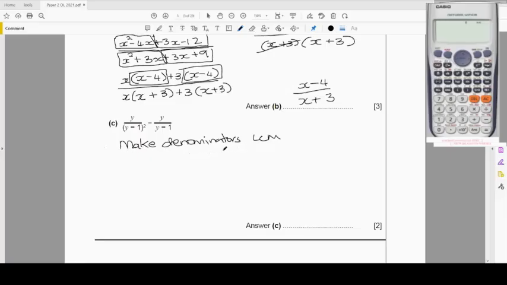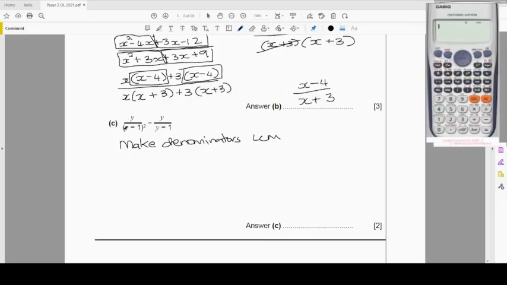Now, of course, when you're answering this question paper during the exam, you don't need to state that I'm going to make the denominators the same. Just go ahead and do it. The reason I'm writing all this is because I'm making an instructional video. So these are notes that you can take down as you are watching and revising. Okay, so you need to make the denominators the LCM, which is the lowest common multiple.